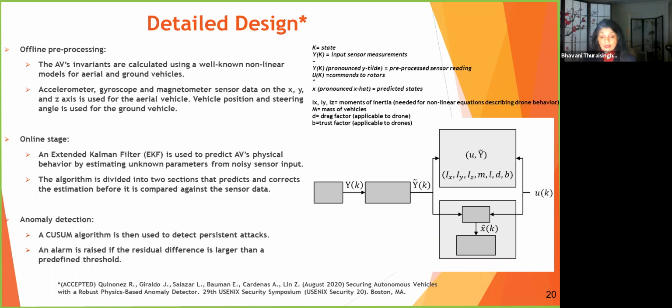The algorithm is then divided into 2 sections. Extended Kalman filters have been around; control system researchers and electrical engineers have been using them for a long time. But again, the challenge is in developing this model. The algorithm is divided into 2 sections that predict and correct the estimation before it's compared against the sensor data. For anomaly detection, we use the CUSUM algorithm to detect persistent attacks, and it's in the literature. An alarm is raised if the residual difference is larger than a predefined threshold.